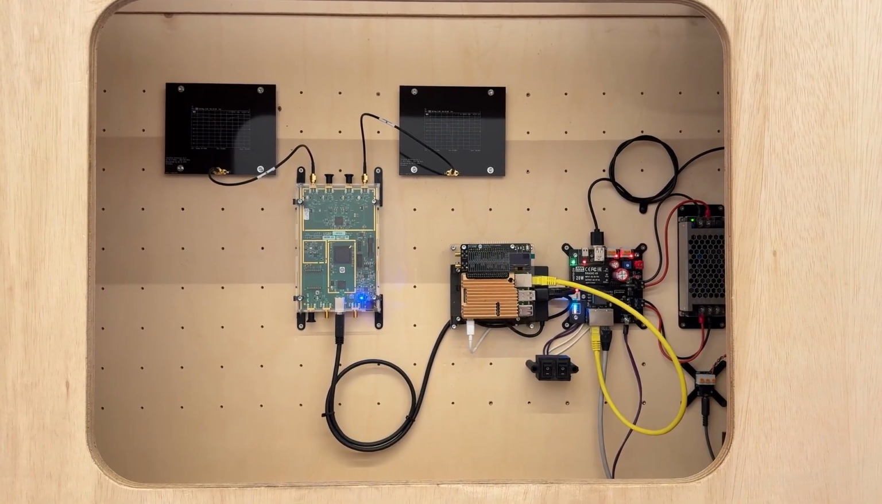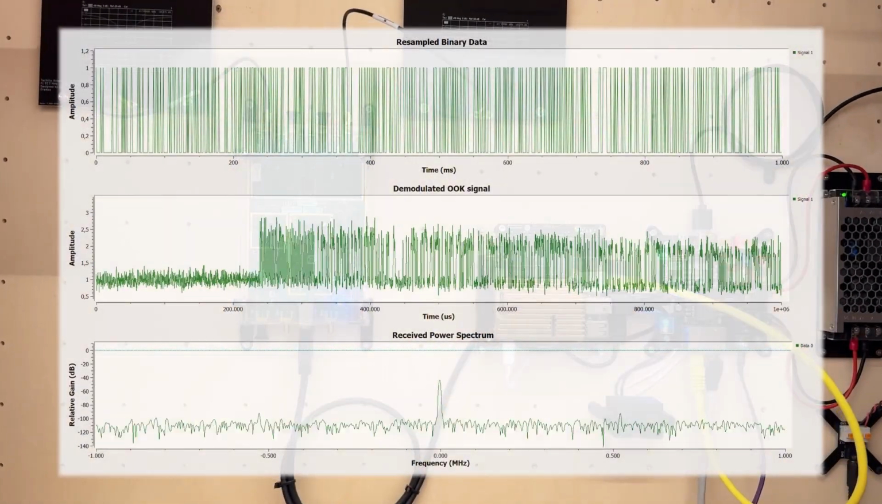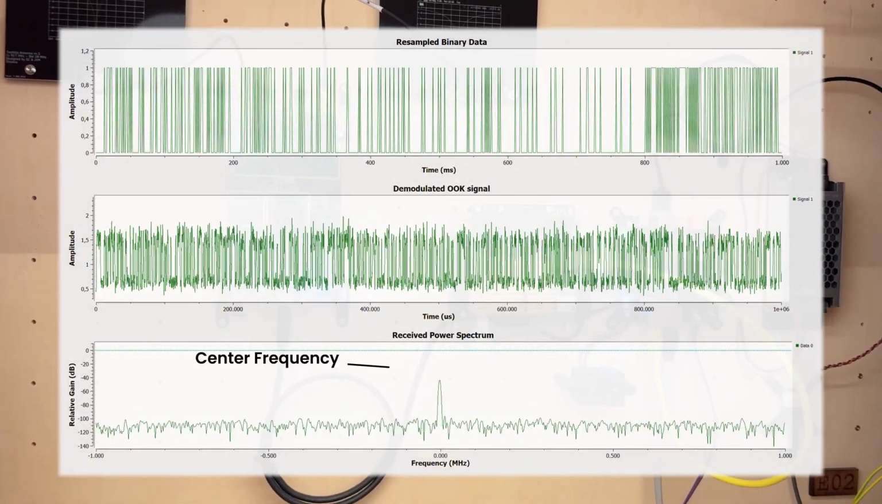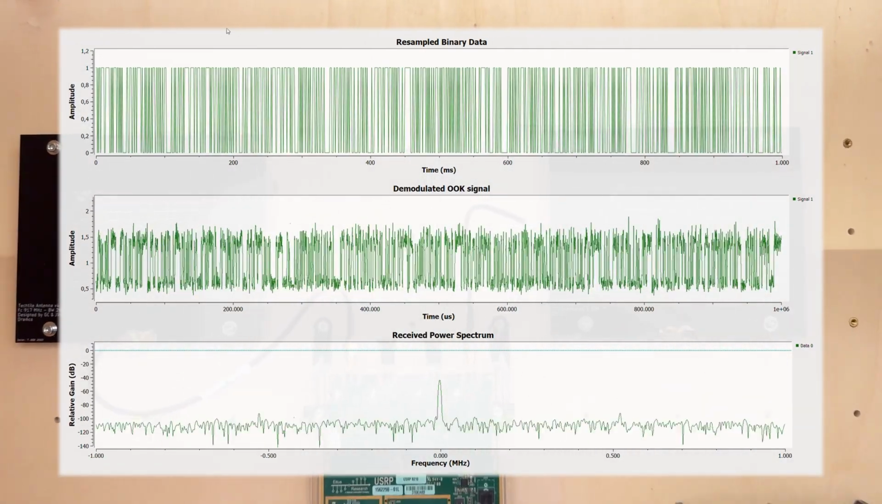On-off keying demodulation is performed by down-converting and filtering the received IQ samples, finding the start of each packet by means of cross-correlation, and getting the binary data by adaptive thresholding and resampling.